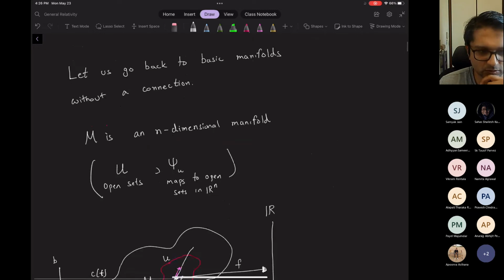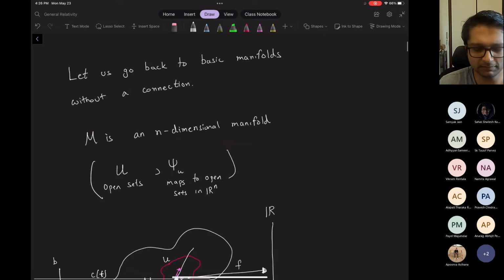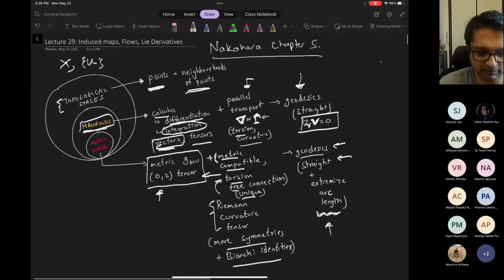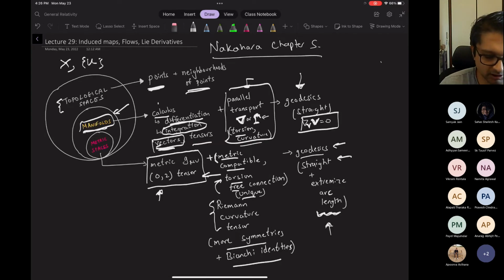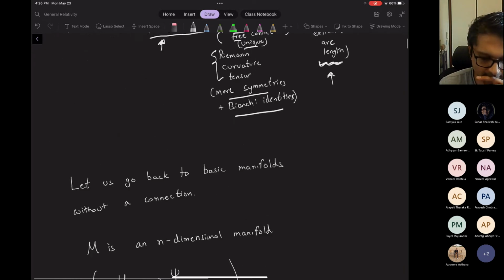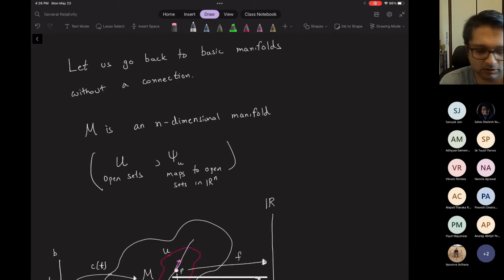Now, what we'll do is we'll just go back to the basic manifolds. Very basic manifolds, without the notion of parallel transport or any connection. We'll just talk about manifolds on which you can define differentiation, vectors and tensors. So let's say that you have a manifold M, which is an n-dimensional manifold.